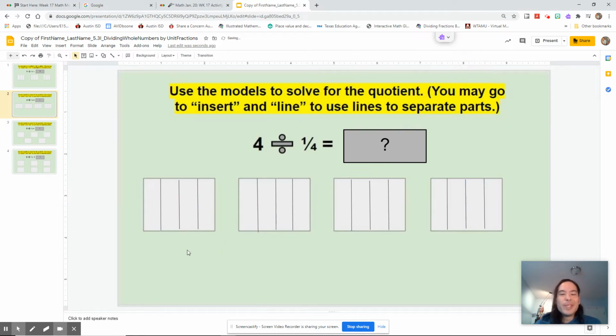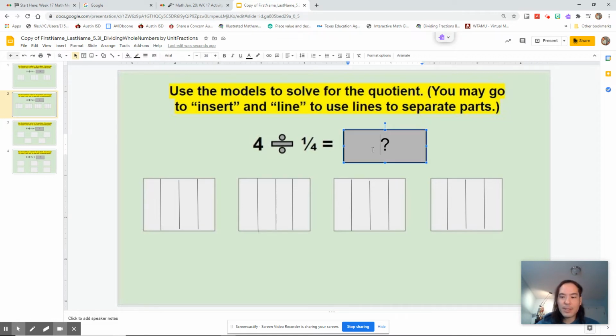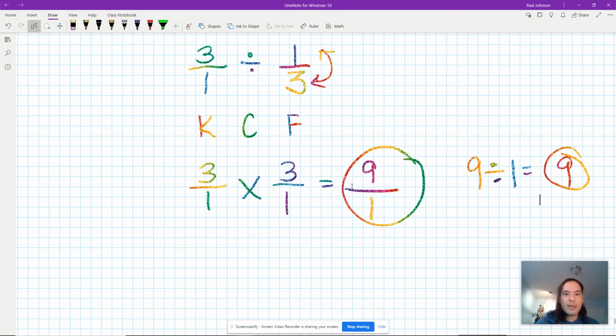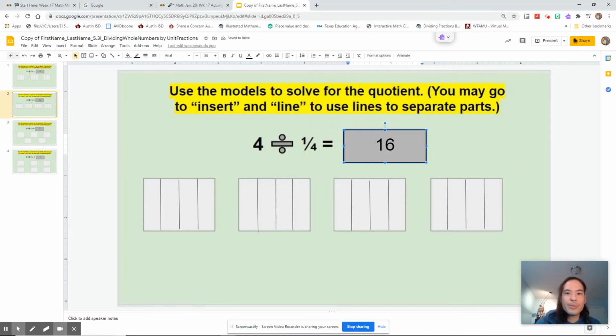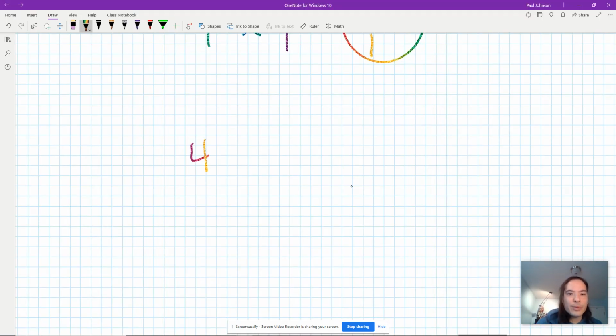All right. So we just did that. We have 1, 2, 3, 4, 5, 6, 7, 8, 9, 10, 11, 12, 13, 14, 15, 16 pieces. So if we take 4 candy bars and we divide them into fourth-size pieces, we'll have 16 pieces. Now let's do the math on that. That was 4 divided into 1/4 size pieces.